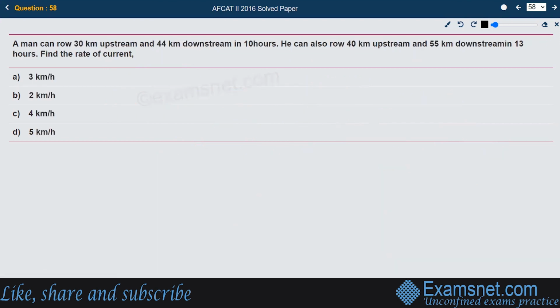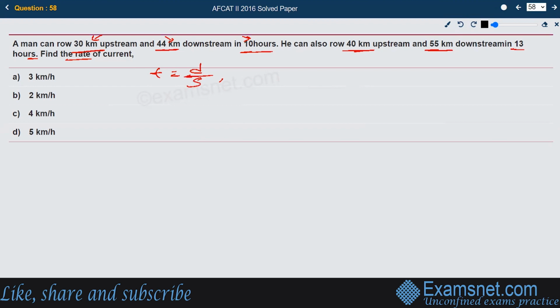Now, a man can row 30 km upstream, 44 km downstream in 10 hours. He can also row 40 km upstream and 55 km downstream in 13 hours. Find the rate of current. So let us take it one by one. He has said 30 km upstream and 44 km downstream in 10 hours. So time is always distance over speed.